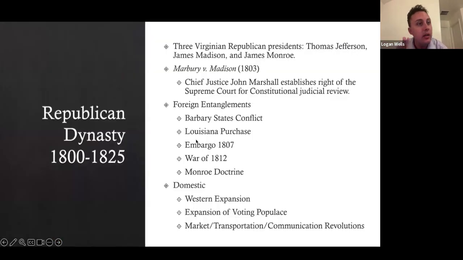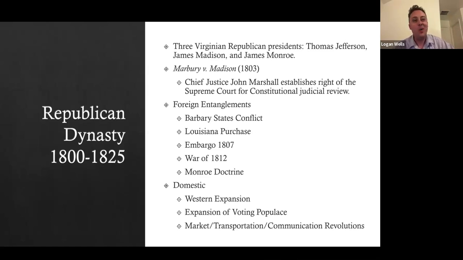Now, from 1800 to 1825, we have what's called the Republican dynasty, right? Every president who serves at this time is a member of the Democratic Republican Party. Before Jefferson, John Adams, as I said before, is the first and the last Federalist president, right? There was never another. He was the only Federalist president, and there will never be another Federalist president again.